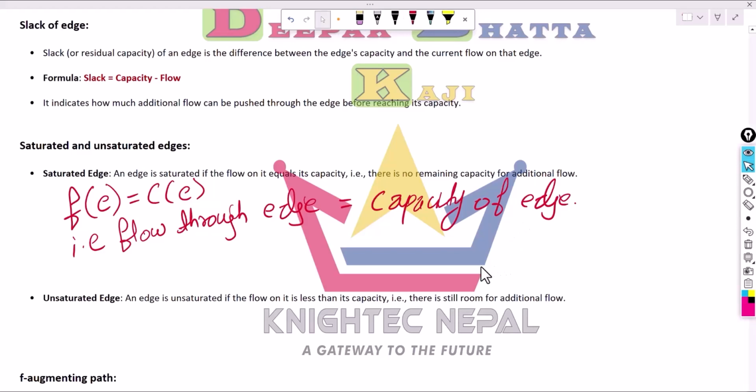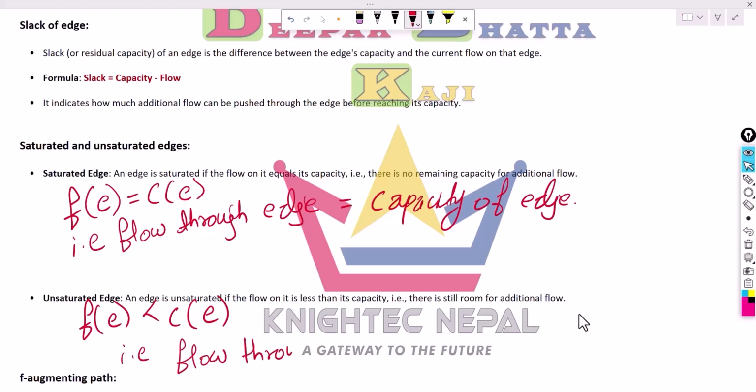So what is an unsaturated edge? An edge is unsaturated if the flow on it is less than its capacity, that is, there is still room for additional flow. Mathematically, we can write it as the flow through the edge is less than the capacity of the edge. So you need to write these things.